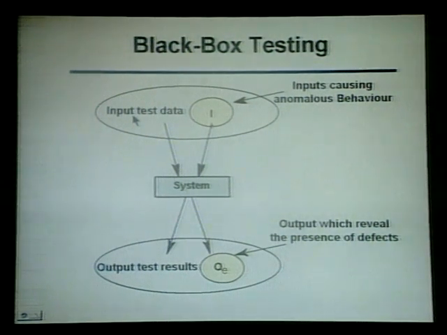We take some input test data, which can generally produce some errors in the software. Then we give that input to our system, and we get the output. Now, output can reveal the presence of defects. So in black box testing, the important thing is that the user can only see how the system takes the input and what outputs are produced. But how the system basically produces that output is invisible to the user. So we are not interested in the logic of the program.